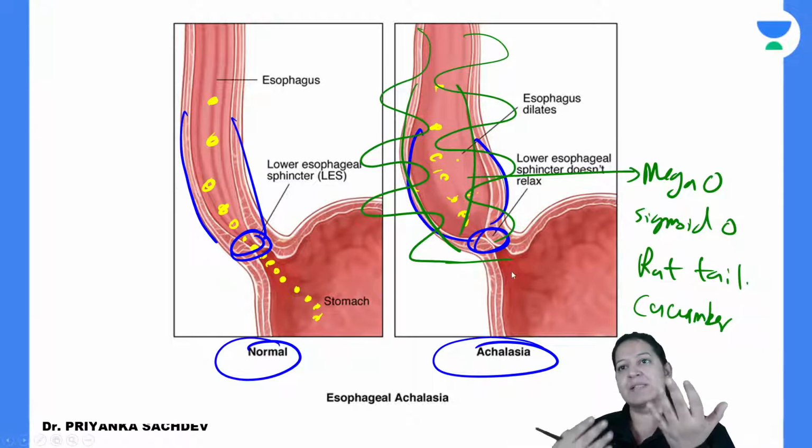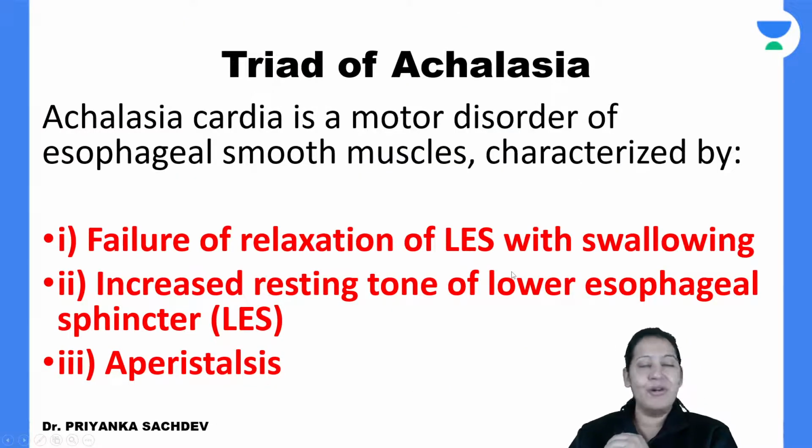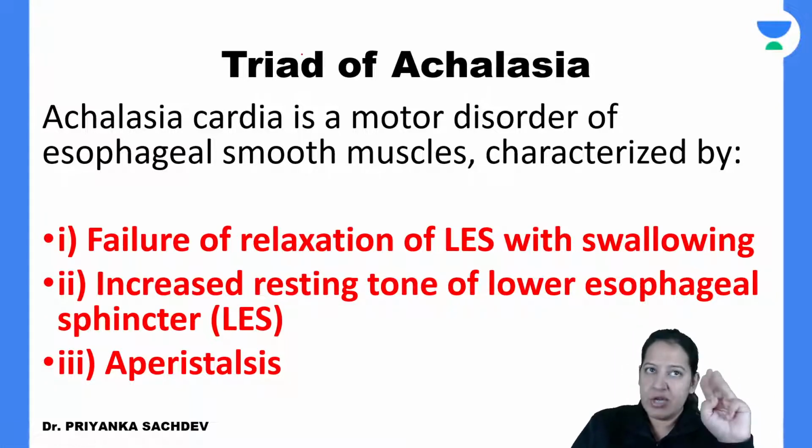So rat tail appearance, cucumber appearance. You have to learn all these appearances for your MCQs, right? So that is about achalasia. Now there is a triad of achalasia. What is the triad? There are three problems in achalasia.